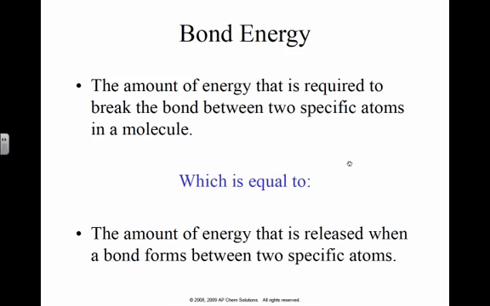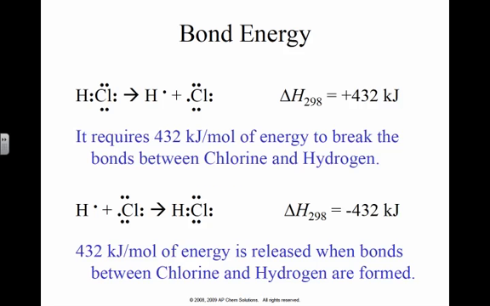Bond energy. The amount of energy that is required to break the bond between two specific atoms in a molecule is called bond energy. Likewise, the amount of energy that is released when a bond is formed between two specific atoms is the complete opposite. For example, if I want to break this bond right here, it's going to require a certain amount of energy, that bond energy, to break that bond. Okay? It would be endothermic.